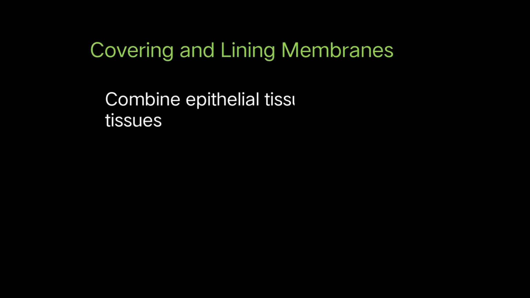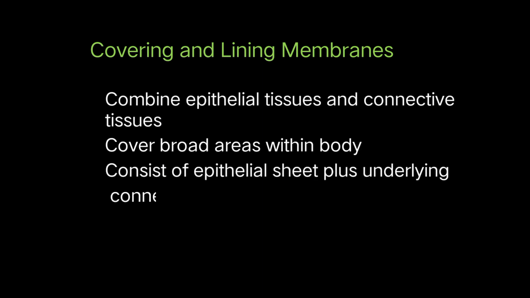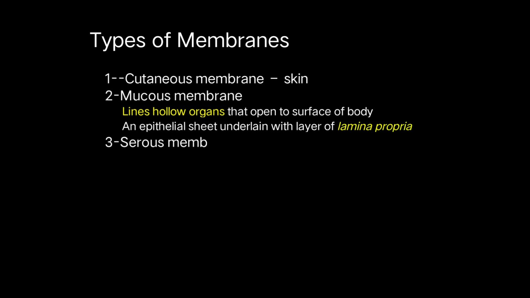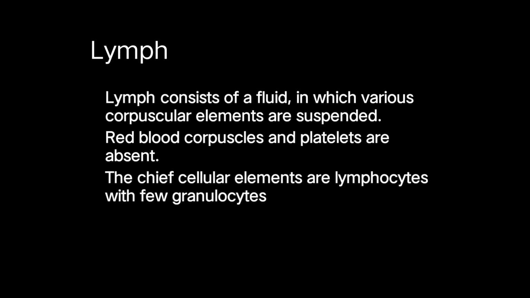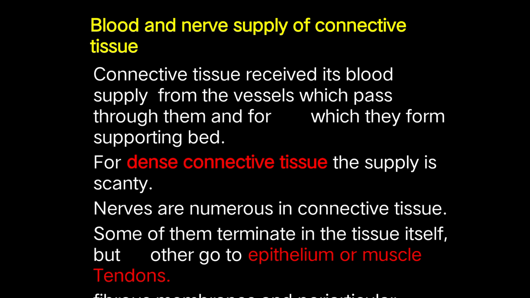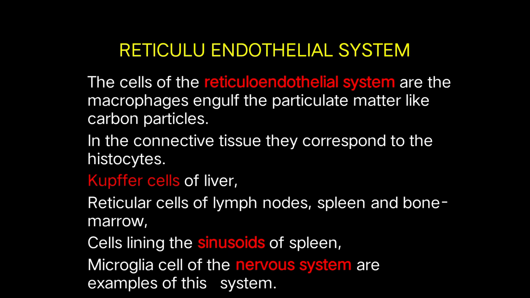After that, we discussed the lining membranes, and after that we have seen the different types of membrane, that is cutaneous, mucous, serous. After that, the synovial membrane. Then blood vessels we have seen. Then reticuloendothelial system. Okay, so this is all about today's class.